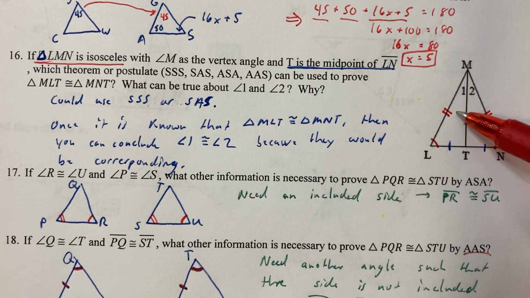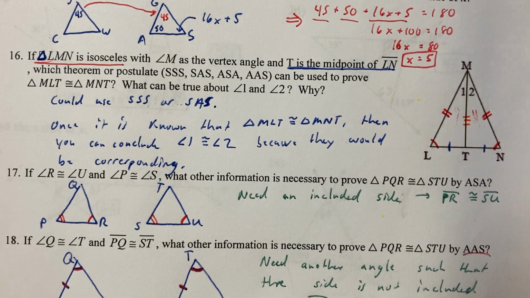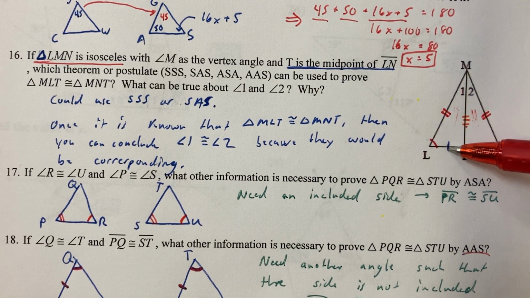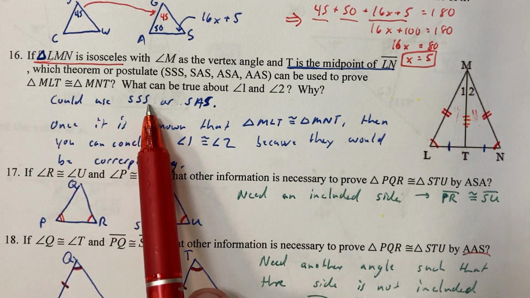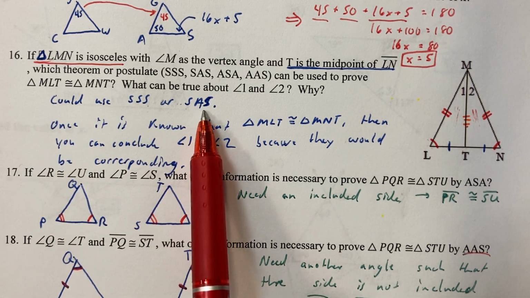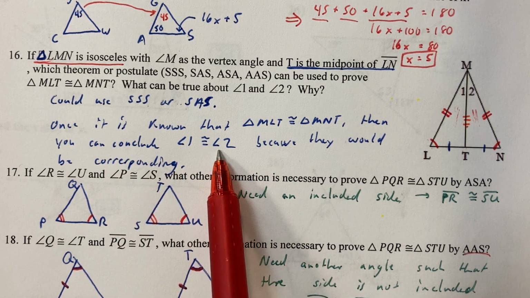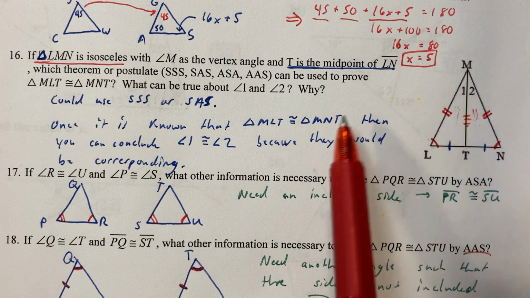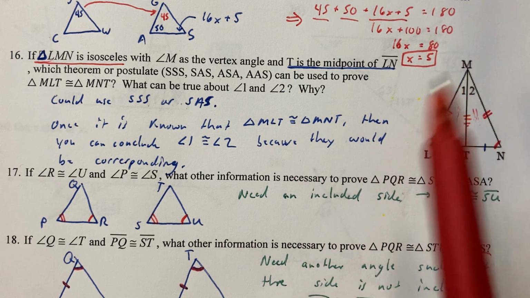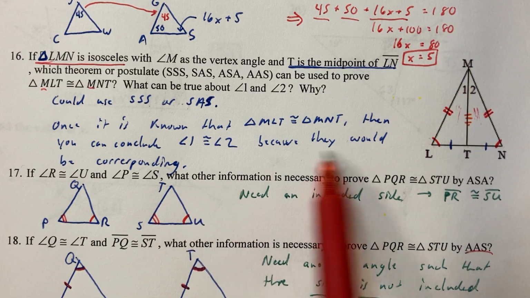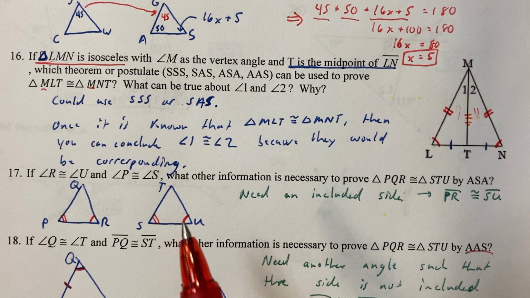So there's actually a lot of info here. To prove that this triangle is the same as this triangle, I can use side, side, side, or I can use side, angle, side. That's what I have right now. So you could use that or that. Now, once it is known that the triangles are congruent, then you could also conclude that angle 1 is congruent to angle 2 because the M's correspond. The angles would correspond, corresponding parts.